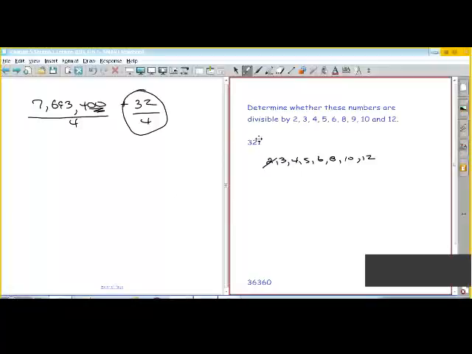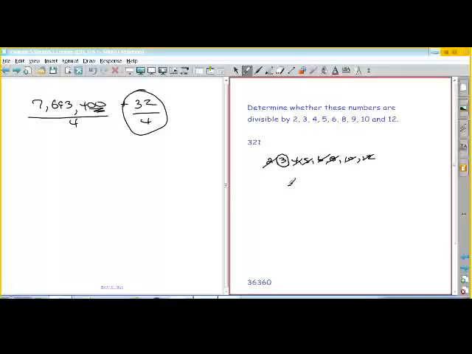Is it divisible by 3? 3 plus 2 plus 1 is 6. So because these add up to a number that's divisible by 3, then it is divisible by 3. Now, once you've eliminated 2, you can eliminate every even number. So all of those get wiped out, because if it's not divisible by 2, it's not going to be divisible by any of these other numbers. And finally, it doesn't end in a 0 or a 5, and so that's not going to work either.